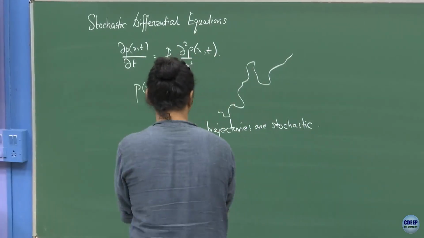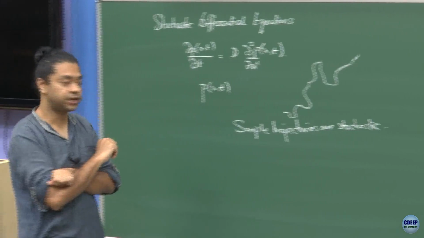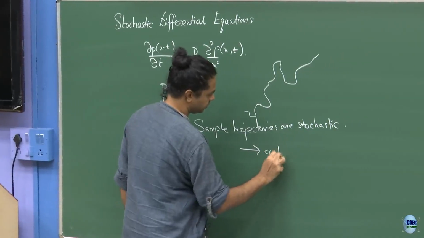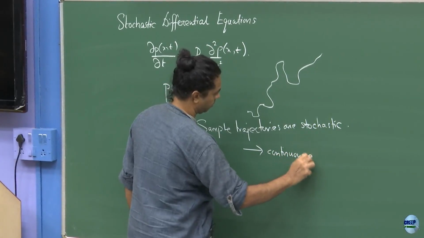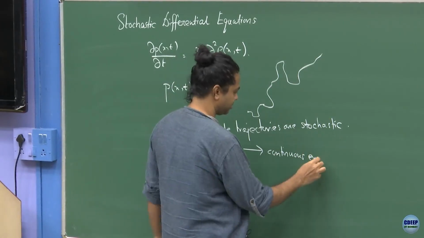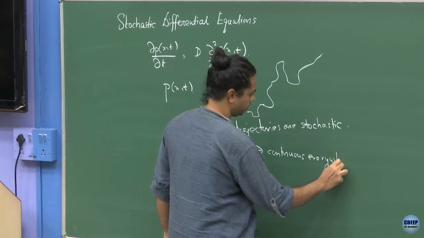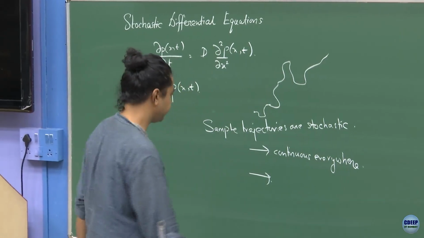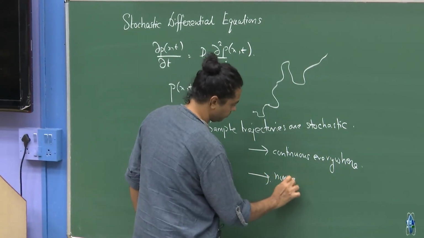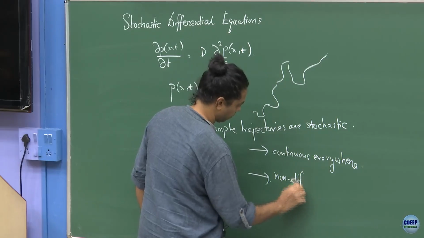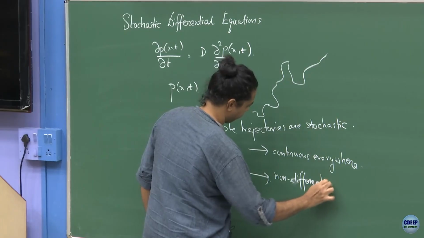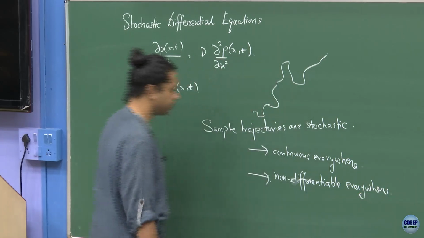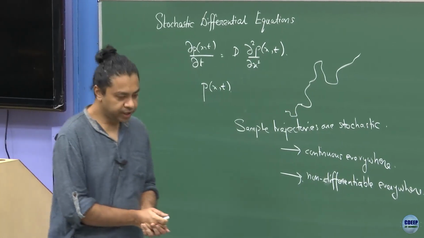And if you think about the sample path of a particle which is undergoing diffusion, these sample trajectories are continuous everywhere, but also non-differentiable everywhere. Okay. All right, and how do I go about seeing that?